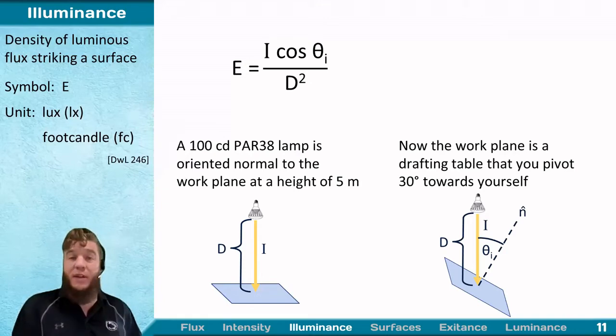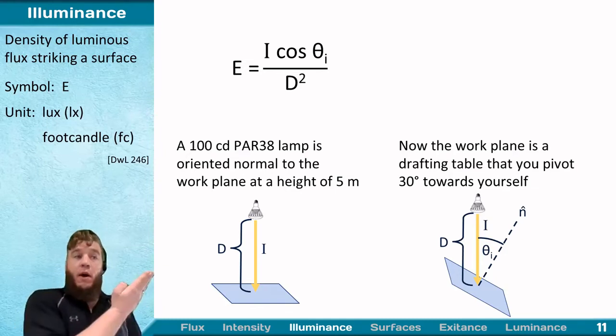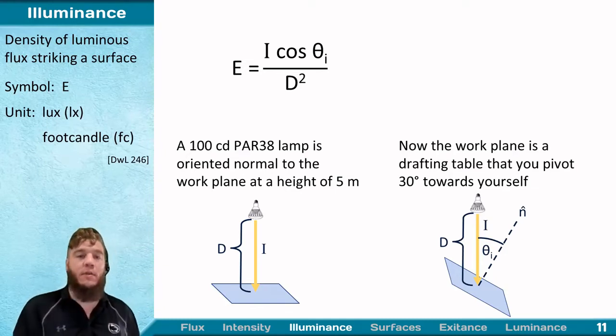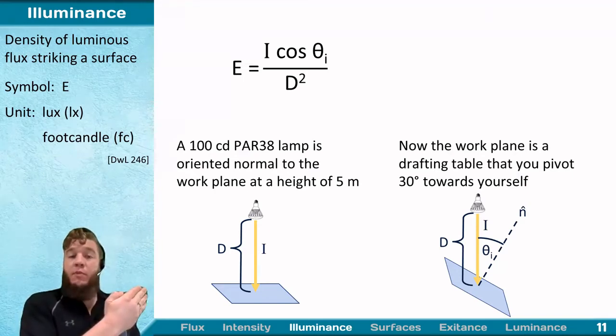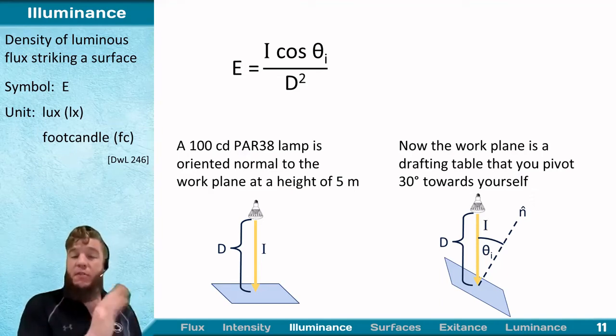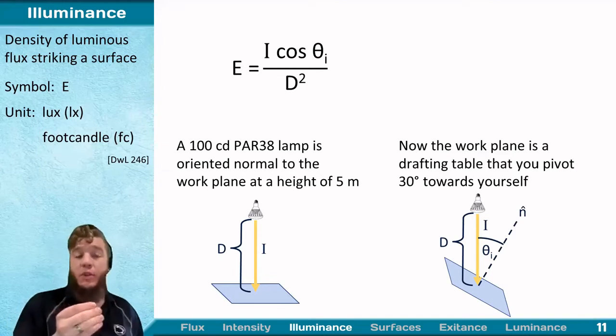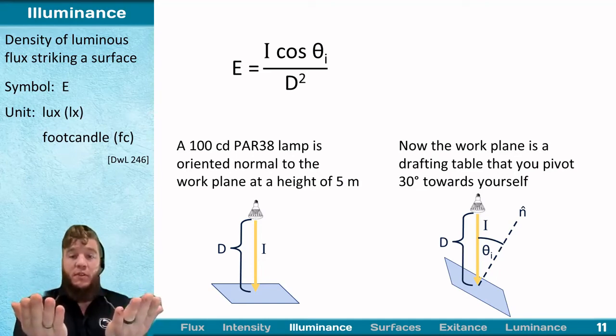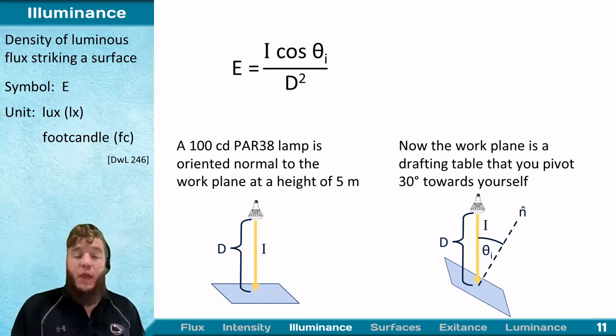So let's go ahead and tackle an example. All you need for these two examples here is our cosine law equation. And here you have two different kinds of problems and the geometry associated with them. Both questions are looking at the same light source, but our geometry is going to change, because in the second example we're tilting the work plane towards us, and that's going to change the way that light falls on that surface.